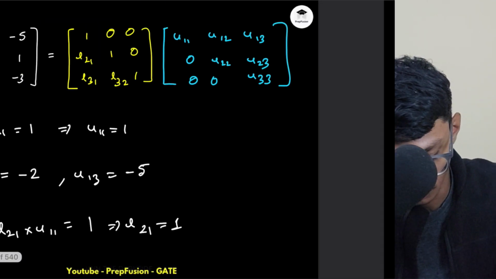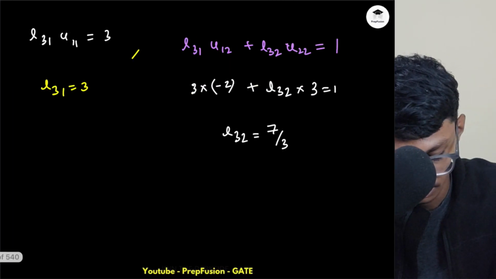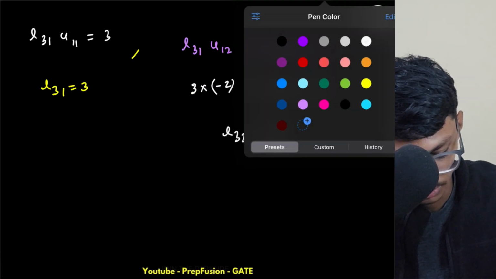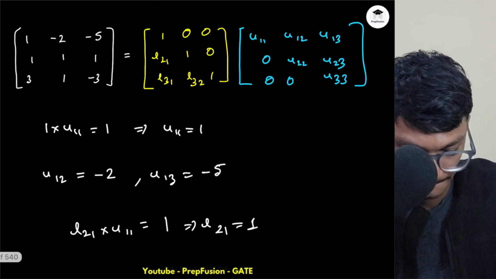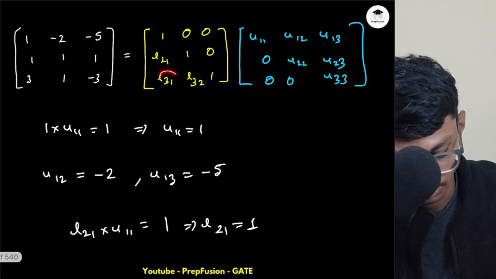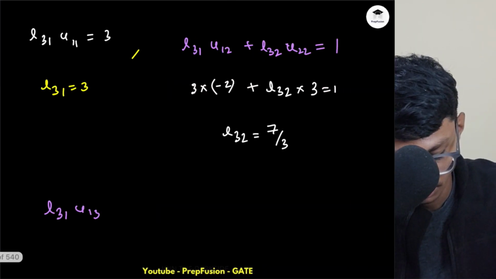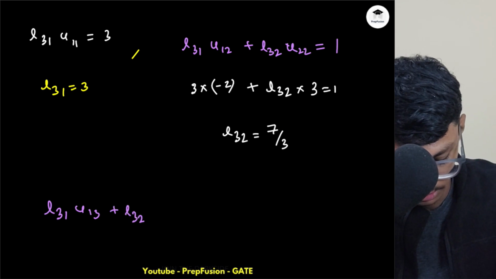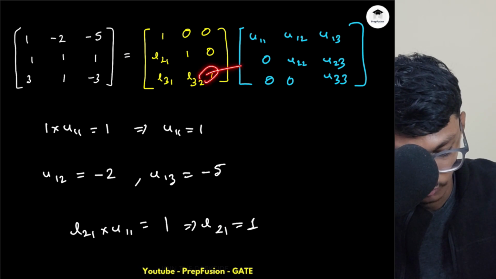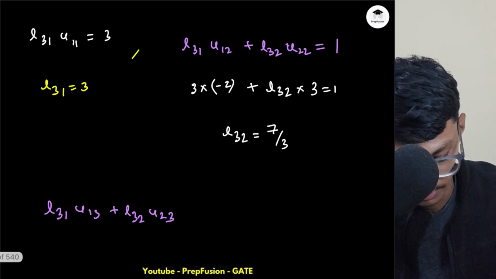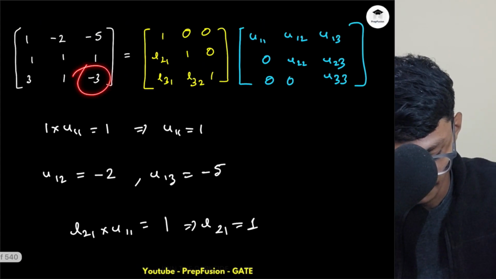Okay, now let's solve the last one. So here L31 into U13, L31 into U13, then L32 into U23 plus 1 times U33 equals to what? What is the last element? Last element is minus 3.